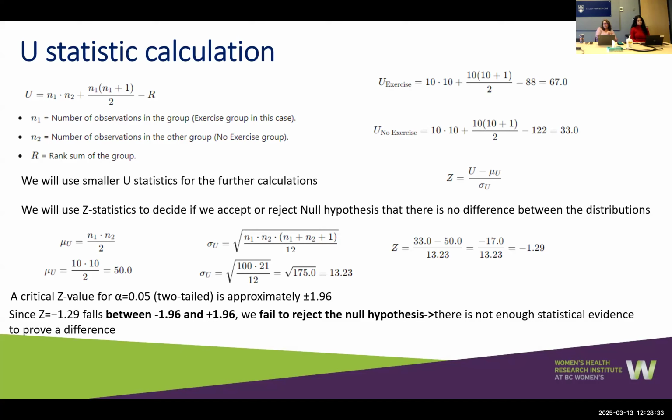So after that, using the U statistic, we're going to calculate the Z statistic, and based on the Z cutoff, we're going to establish if we reject or accept our hypothesis. We all know from school that the Z value for 0.05 is plus or minus 1.96. In this specific example, our Z value was minus 1.29, if I calculated it correctly. Because minus 1.29 falls between minus and plus 1.96, we fail to reject the null hypothesis.